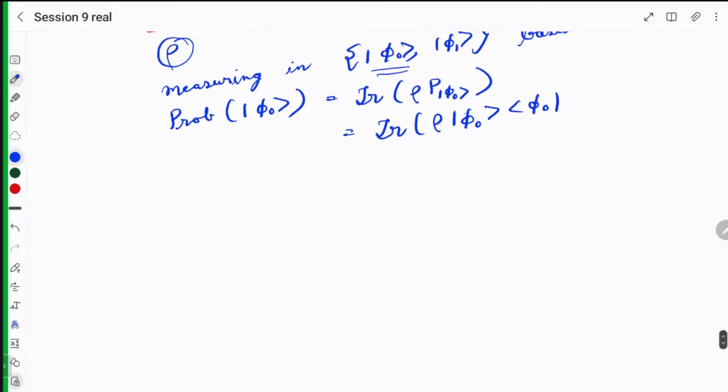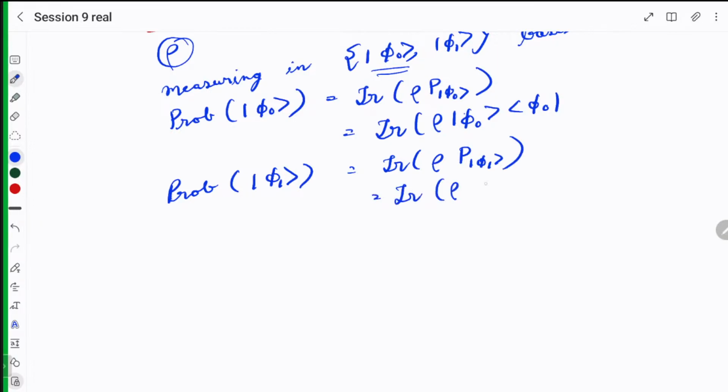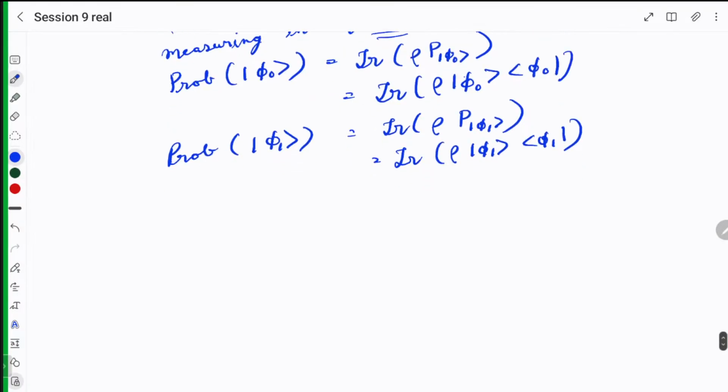I'll define what a trace is, don't worry. Similarly, the probability of phi 1 is the trace of rho times the projector onto phi 1, and again, the projector is just the phi 1 outer product. So it's like this. Now, what is trace? The trace of a matrix is just the sum of its diagonal elements.